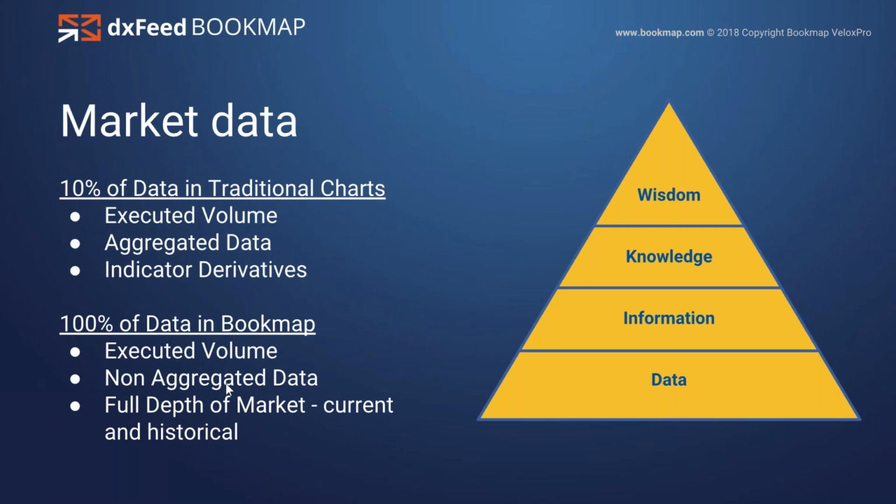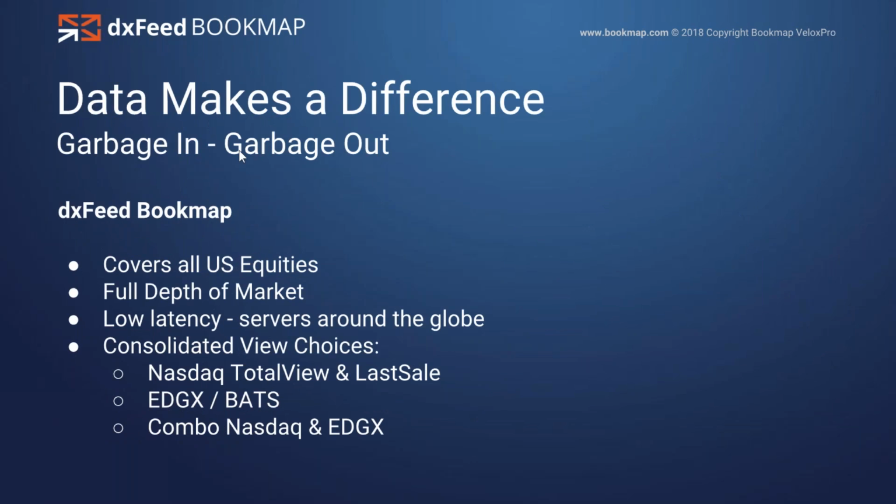We're not showing just best bid and offer. So looking at the graphic over here, the foundation for everything is data. Okay? Based on the data, we start to extrapolate information. Okay, and we start to put pieces together. What is it telling us? And then based on that, we start to develop knowledge. Okay? And then knowledge over time leads to wisdom at the top of the pyramid. Okay, but market data makes a difference, because without it, it's garbage in and garbage out.